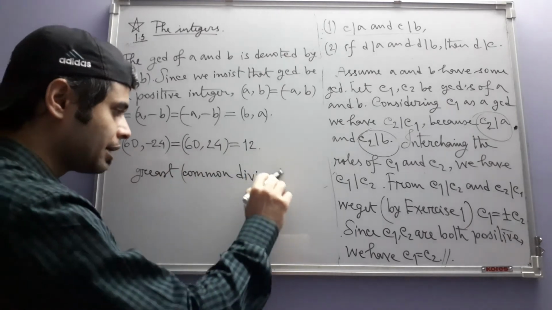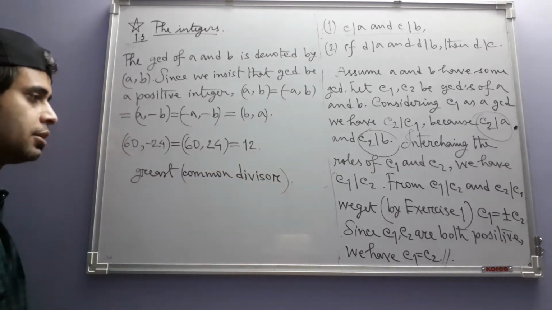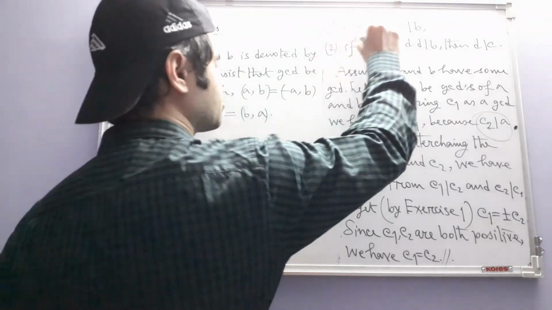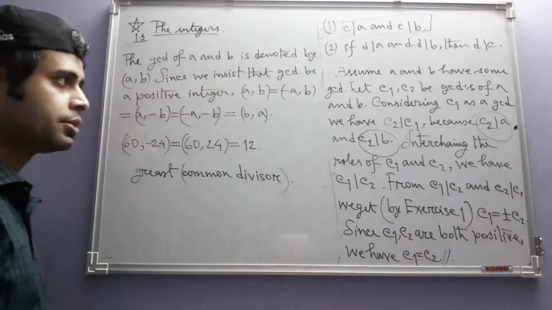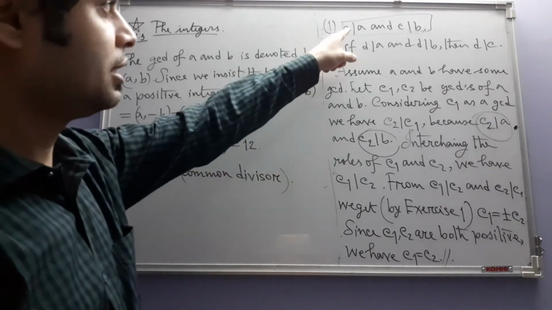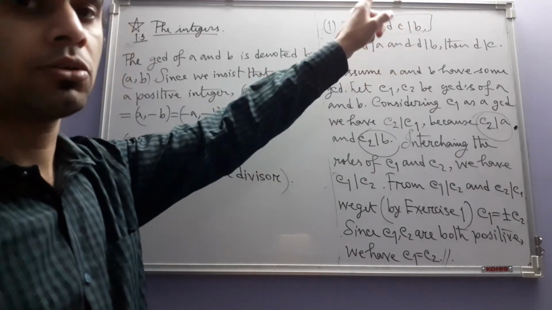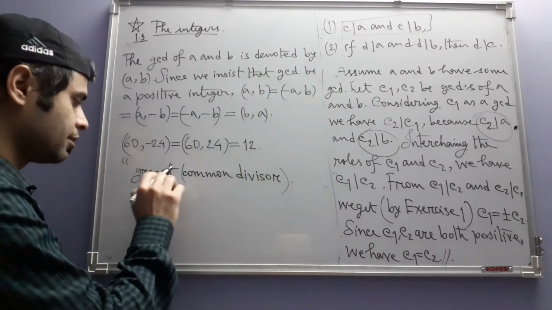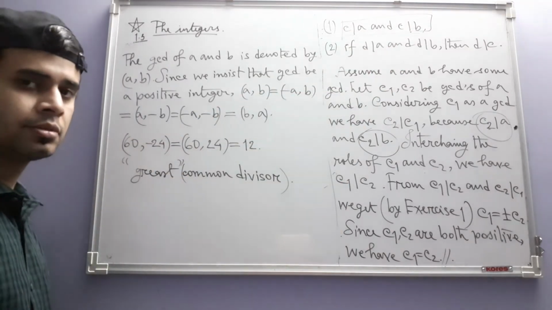Common divisor, why are we calling it a common divisor? That question is answered by this first condition itself. C is said to be a greatest common divisor if it divides A and B. So it's a common divisor of A and B. But what about this adjective, greatest?